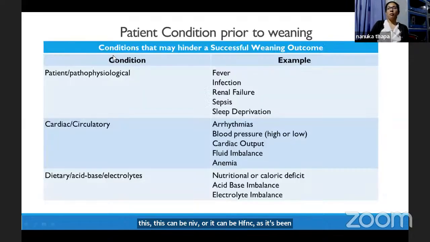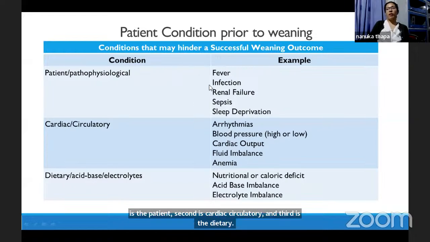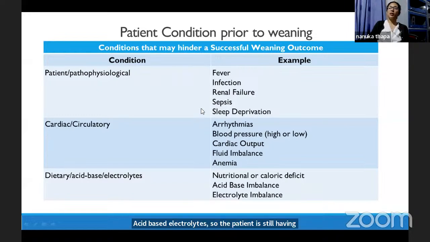So we need to see multiple patient conditions before we take the decision to wean or not. All these factors have to be addressed and corrected before we even think about weaning, because if all these conditions are not met, we will land in weaning failure. They are categorized broadly into 3 factors: one is the patient, second is cardiac and circulatory, and third is dietary, acid-base, and electrolytes. If the patient is still having fever, infection, renal failure, sepsis, or is not adequately rested, we may land up with weaning failure.